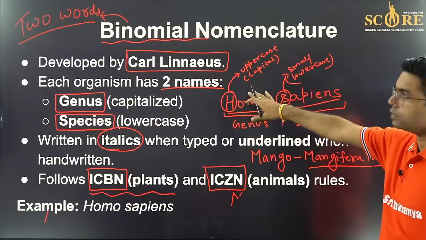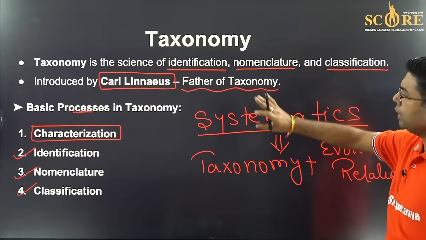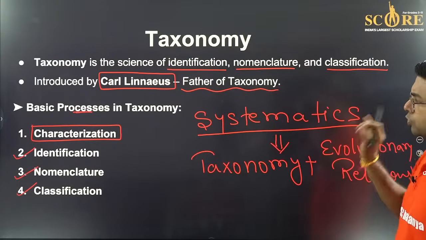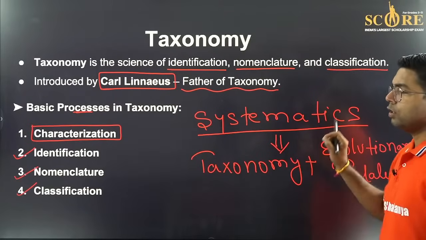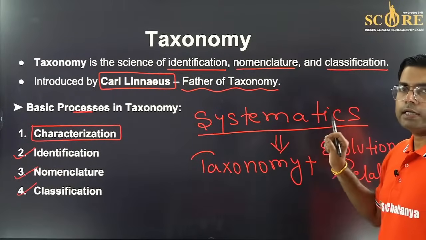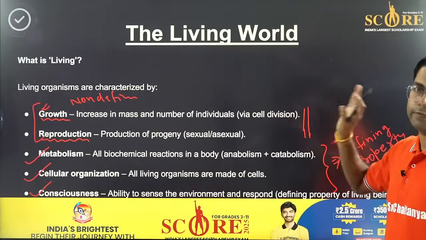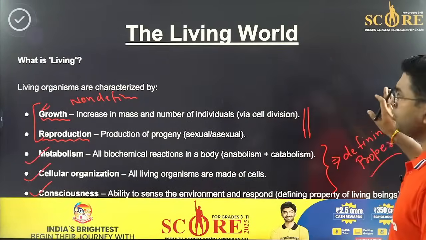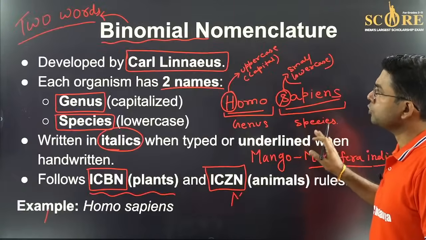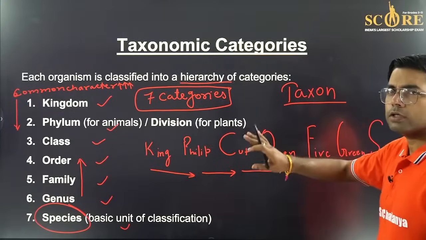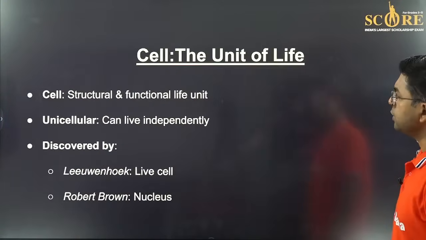Binomial nomenclature you have to remember. These 3 terms, taxonomy, systematics, nomenclature, and ultimately classification. Then you have to remember what is living. These are the 4 or 5 important points in this chapter which you have to keep in mind. Nothing beyond this will be asked in this chapter.